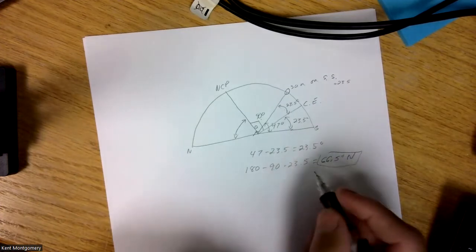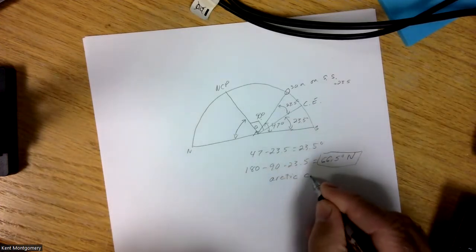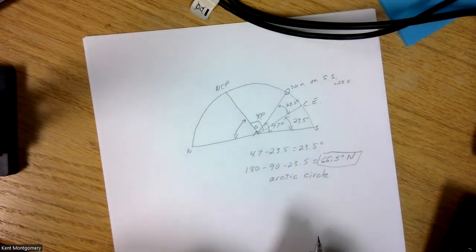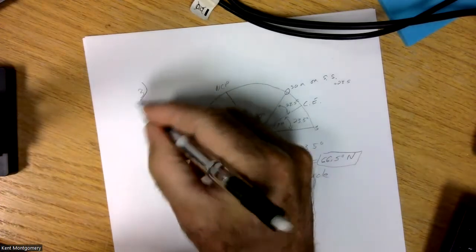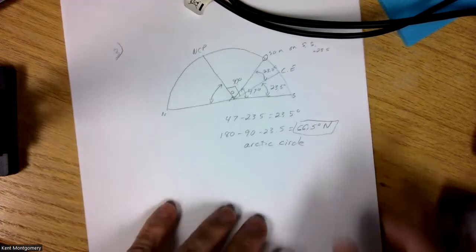That is your latitude, and there's a very special name for that. That's also known as the Arctic Circle. That's how you do number 3. Number 4.